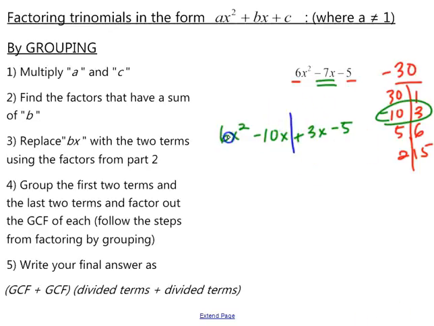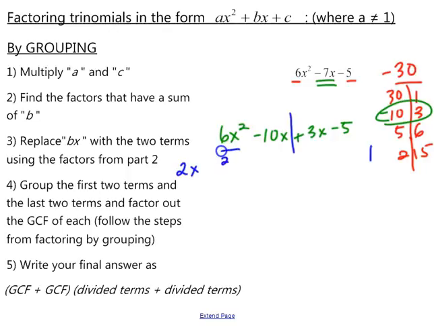Then from here, we're going to do what we did before, factoring by grouping. Split this in half, find a GCF here. We have 2x, and then find a GCF over here, which is actually 1, because 3 and 5 don't have anything in common, and 5 doesn't have an x term.